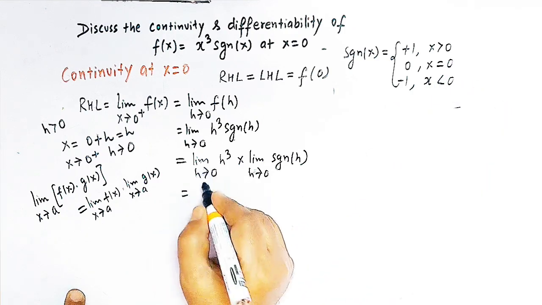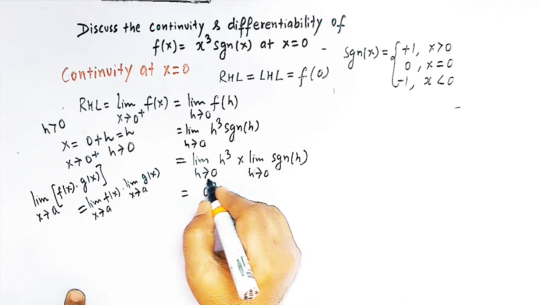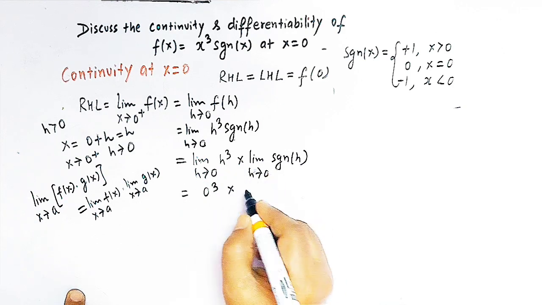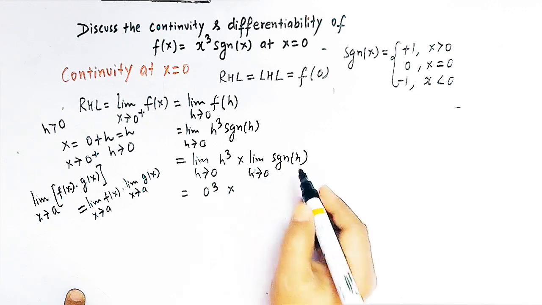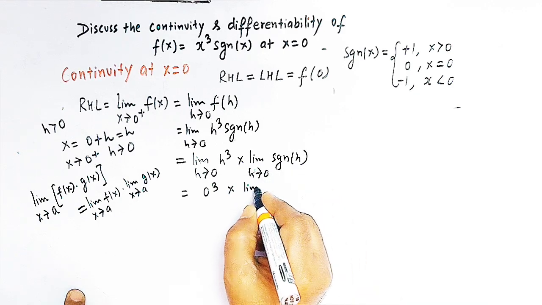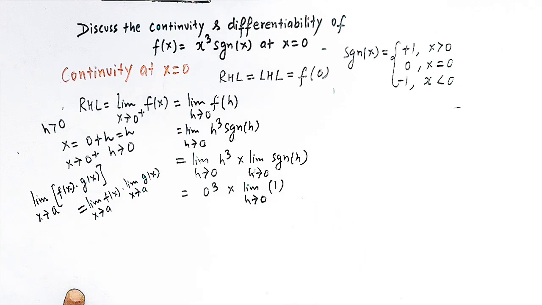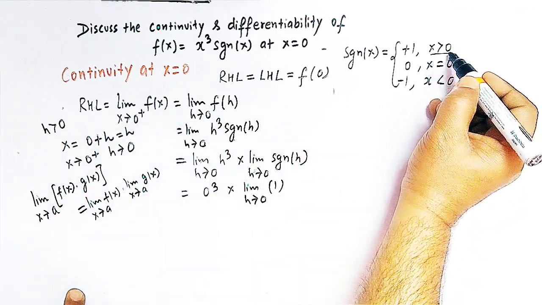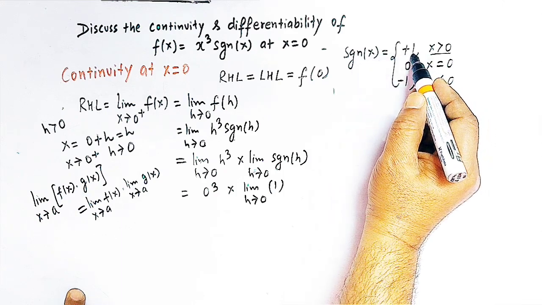So now here this limit is simply 0 cube, because taking h is equal to 0 over here, and then here this limit, that is limit h tends to 0 of signum of h, is equal to limit h tends to 0 of 1, right? Because h is a positive quantity, and whenever x is greater than 0, then signum of x is equal to plus 1.